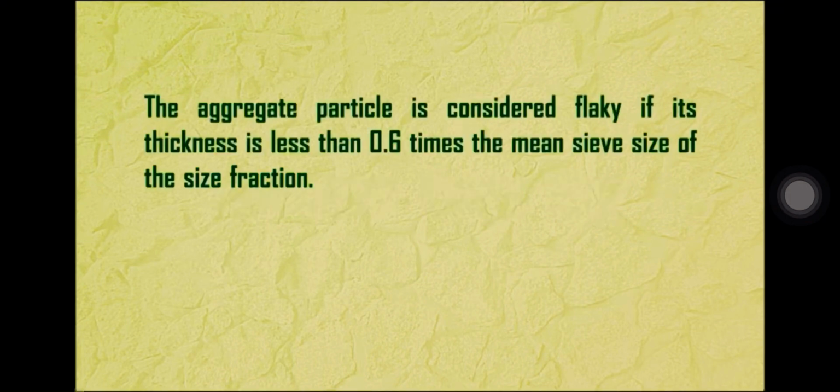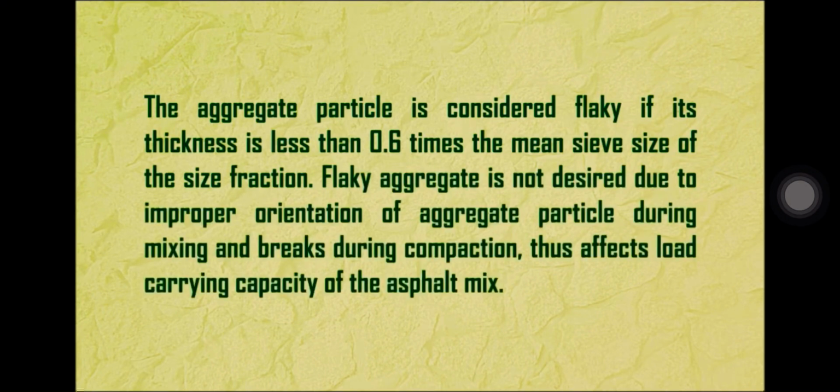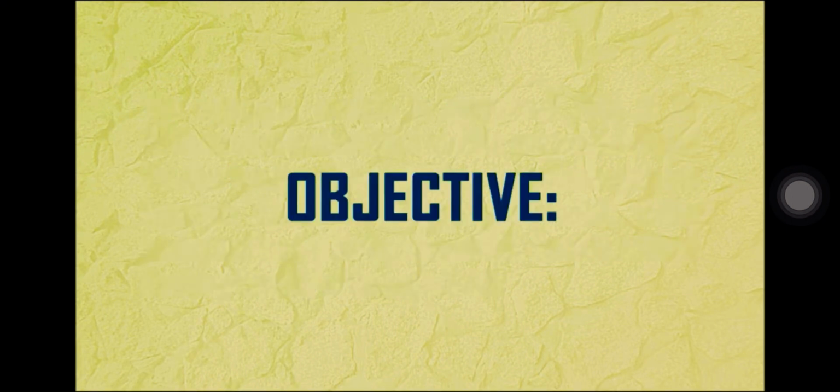Flakiness index test. The aggregate particle is considered flaky if its thickness is less than 0.6 times the mean sieve size of the size fraction. Flaky aggregate is not desired due to improper orientation of aggregate particles during mixing and breaks during compaction, thus affects the load carrying capacity of the asphalt mix.